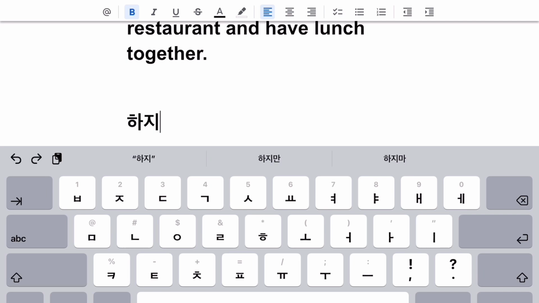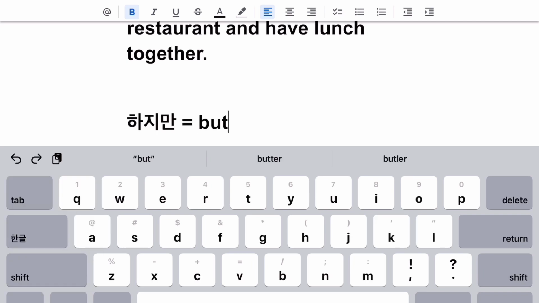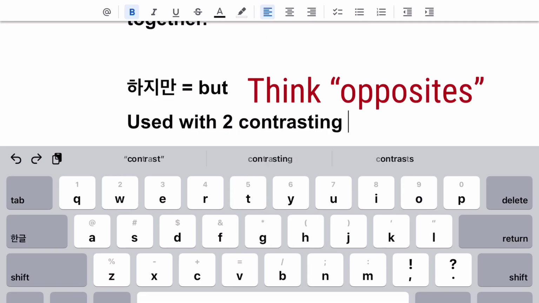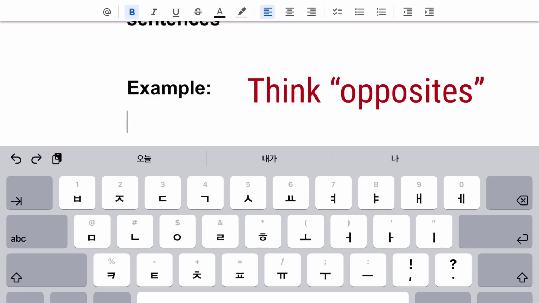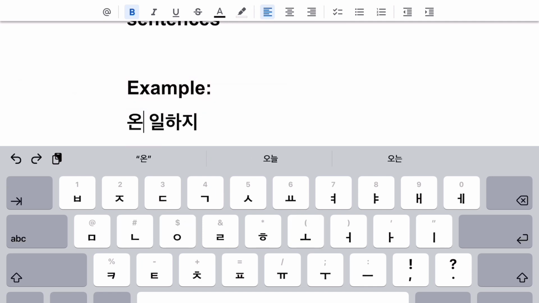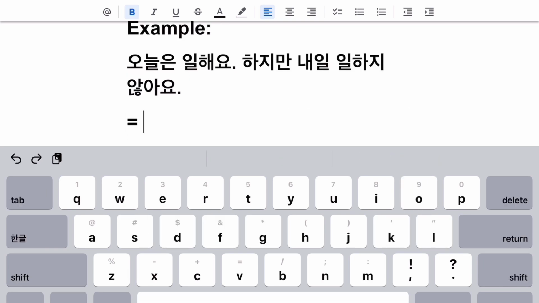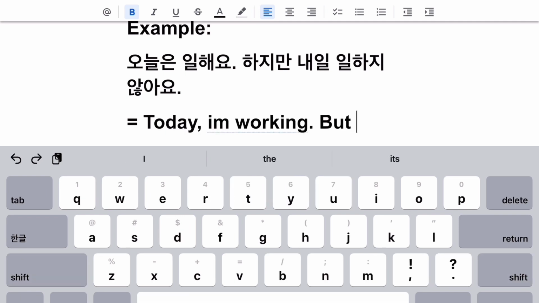I wasn't going to do this one, but I'll put this one in here too. 하지만. This is a good way to say but. So it's usually used with two contrasting sentences. Like, to show an example, maybe we can say 오늘은 일해요. 하지만 내일 일하지 않아요. So today I'm working. 일하다 means to work. But in contrast to today that I'm working, tomorrow I'm not working.